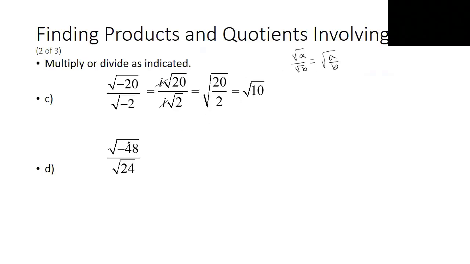The next one, only the top is complex, so I'm going to bring the i out. It would be i radical 48. And this also looks like it's reducible. 48 and 24, I can write as one radical. 48 over 24 would be equal to simply 2, so it would be i radical 2.